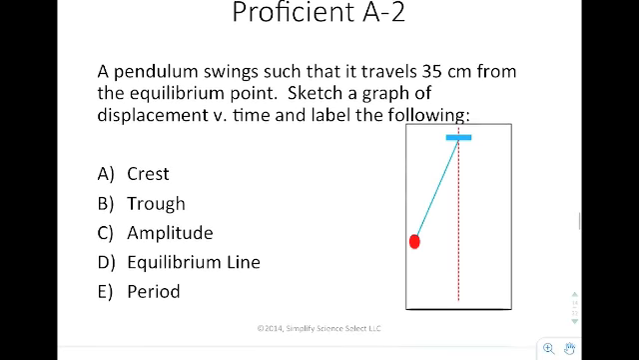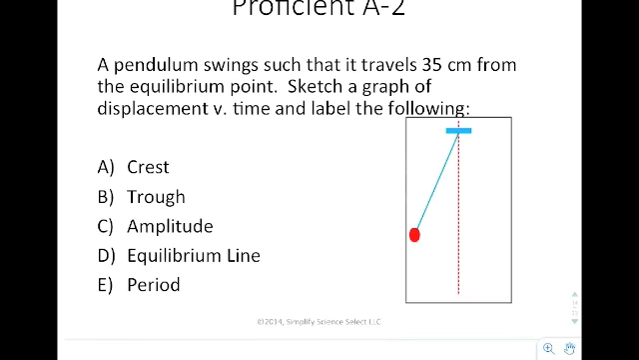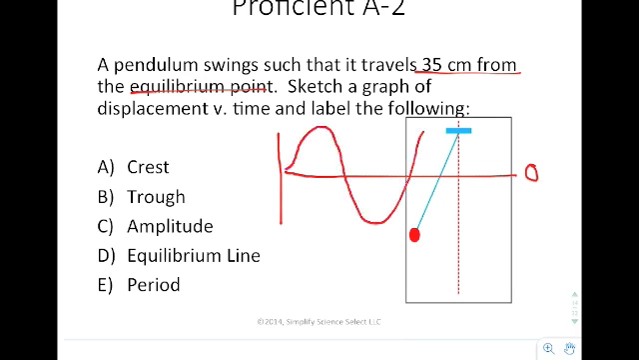The next one says a pendulum swings such that it travels 35 centimeters from the equilibrium point. Sketch a graph of displacement versus time and label the following. The first thing we want to do is draw our wave. We have an equilibrium line. That's our 0 point. Now we know it's going to go all the way up and then all the way down, and then all the way up, and then all the way down, and then all the way up. We'll stop there, and what we did is draw two complete wavelengths. If you see, I start right here. There's the end of the first wavelength. There's the end of the second wavelength. So I've drawn two wavelengths.